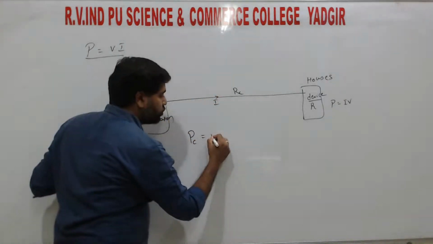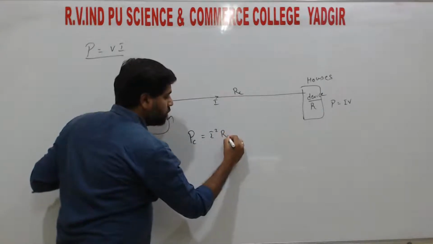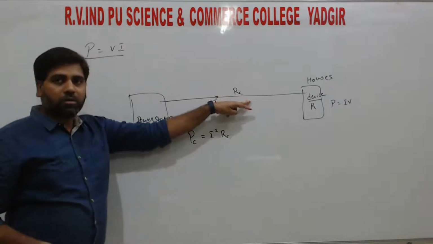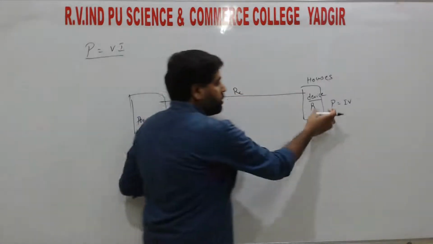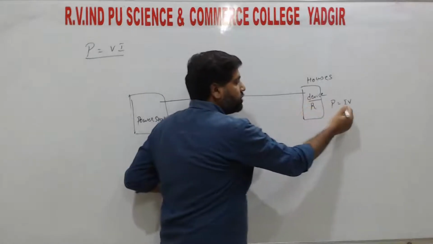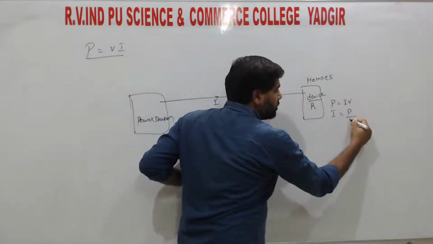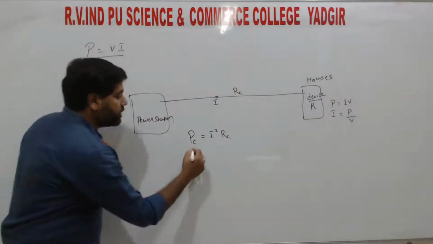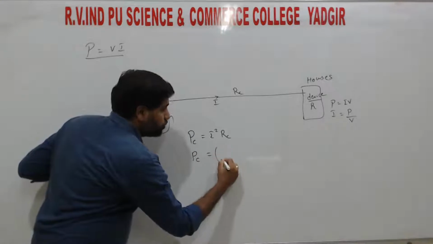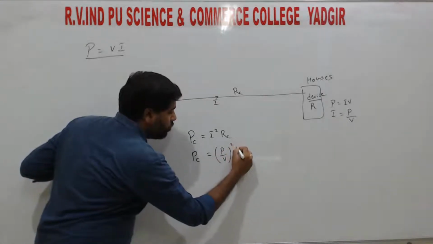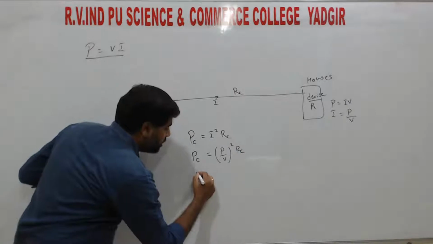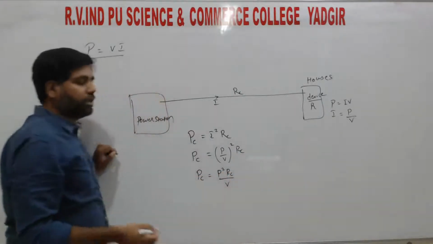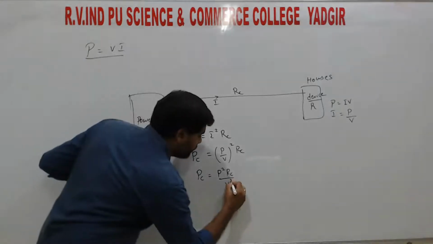So PC equals I square RC, where RC is the resistance of the cable, right? Here we need the device to run, so we need the current I, that is, I equals P divided by V. Substituting here, PC equals (P divided by V) whole square into RC. So PC equals P square RC divided by V square, right?